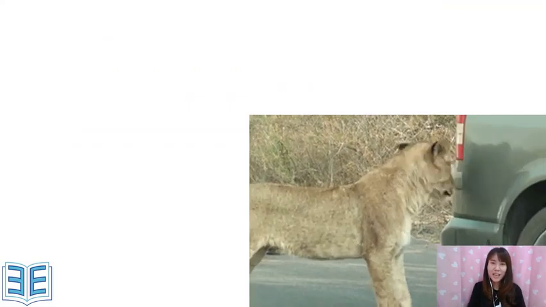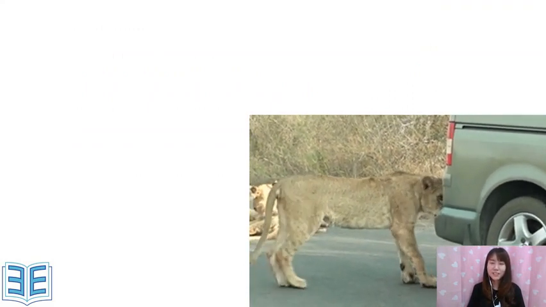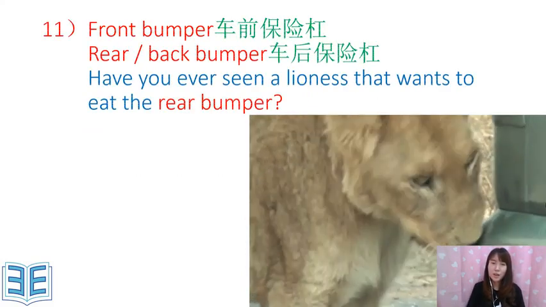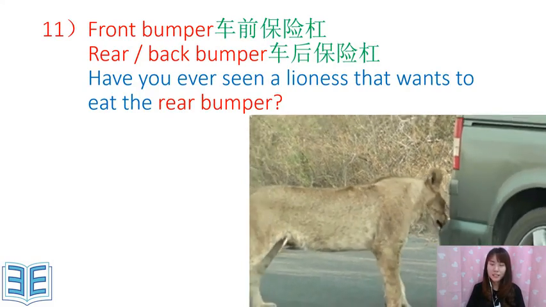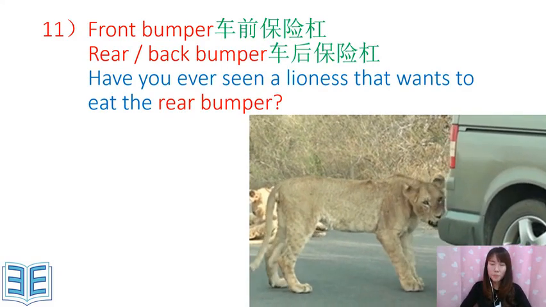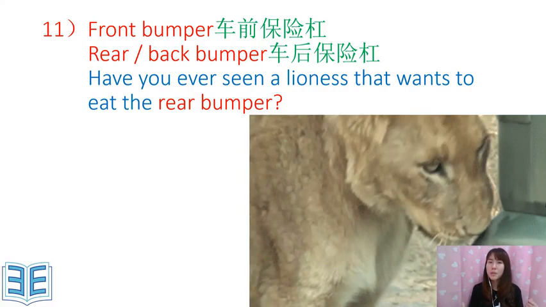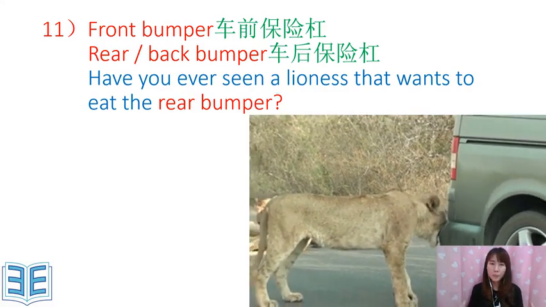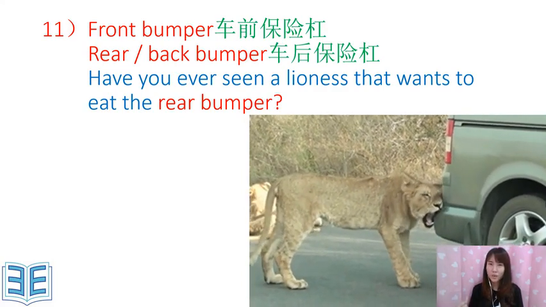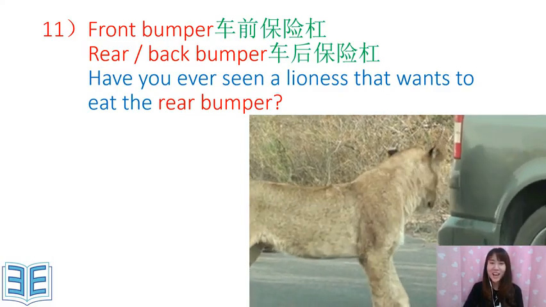Okay, number 11. What is this? Is it a leopard? No. Is it a tiger? No. It's a lion, but it's a female lion. We call the female lion the lioness. Here you learn the word bumper. If it is at the front part, you call it the front bumper. If it is at the back, you call it the back bumper, or you can also call it the rear bumper. Example here, have you ever seen a lioness that wants to eat the rear bumper? Well, now you have just seen. Okay, next.